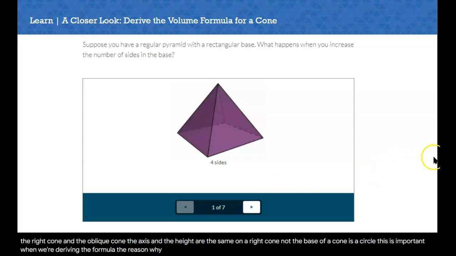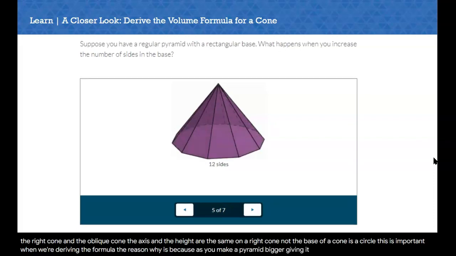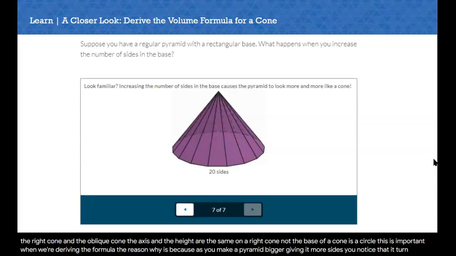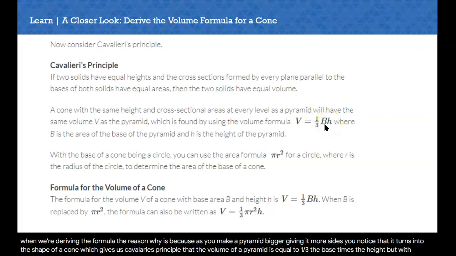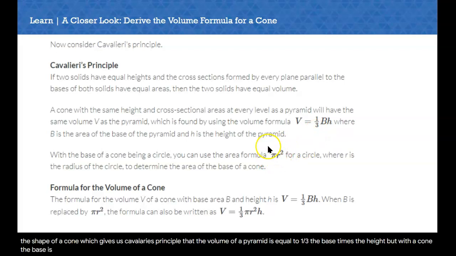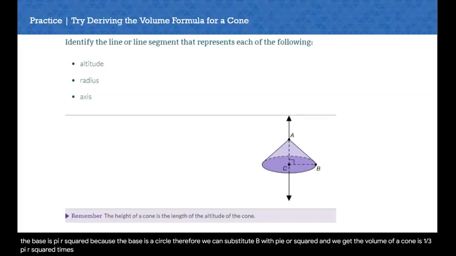The reason why is because as you make a pyramid bigger, giving it more sides, you notice that it turns into the shape of a cone, which gives us Cavalieri's principle that the volume of a pyramid is equal to 1/3 the base times the height. But with a cone, the base is pi r squared because the base is a circle. Therefore, we can substitute B with pi r squared, and we get the volume of a cone is 1/3 pi r squared times the height.